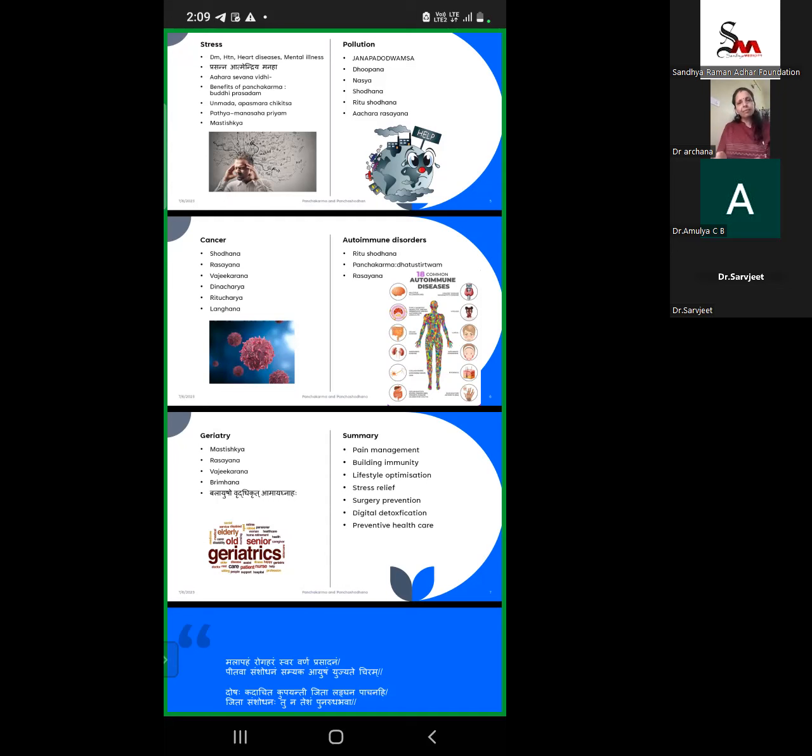And in some cases we can even avoid surgery. For example, in gallbladder stones, we usually advise Mrudu Virechana or Nitya Virechana, where surgery can be prevented. And for digital detoxification, by giving Mastishkya and Akshitarpana, etc., we see that whatever effect this digital world has on patients, we can minimize it.